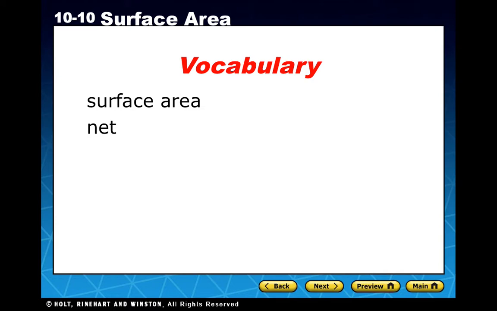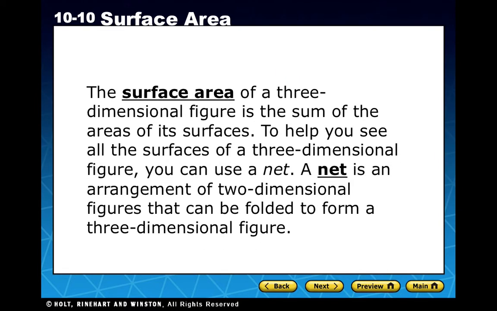Two vocabulary words we'll be talking about today, surface area and net. Both of these should be review for you. So the surface area of a three-dimensional figure is the sum of the areas of its surfaces. To help you see all of the surfaces of a three-dimensional figure, you can use a net. A net is an arrangement of two-dimensional figures that can be folded to form a three-dimensional figure.